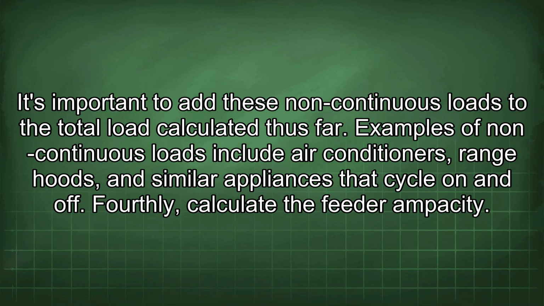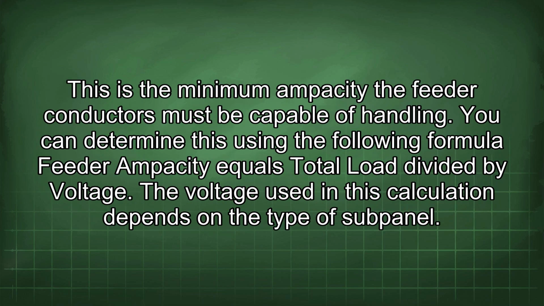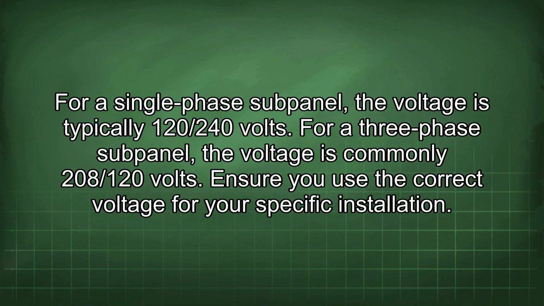Fourthly, calculate the feeder ampacity. This is the minimum ampacity the feeder conductors must be capable of handling. You can determine this using the following formula: feeder ampacity equals total load divided by voltage. The voltage used in this calculation depends on the type of subpanel. For a single-phase subpanel, the voltage is typically 120/240 volts. For a 3-phase subpanel, the voltage is commonly 208/120 volts. Ensure you use the correct voltage for your specific installation.